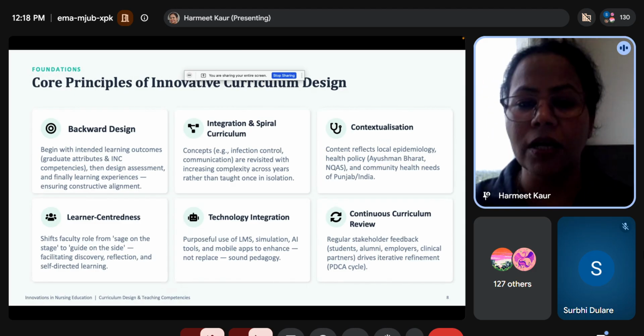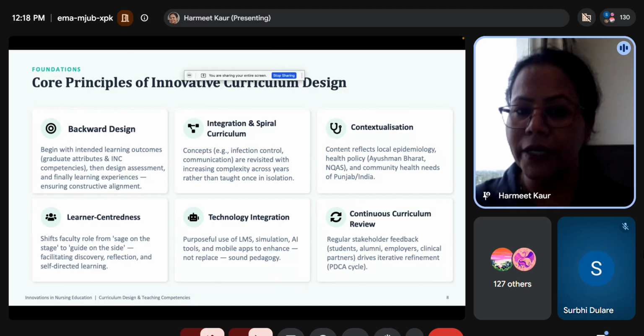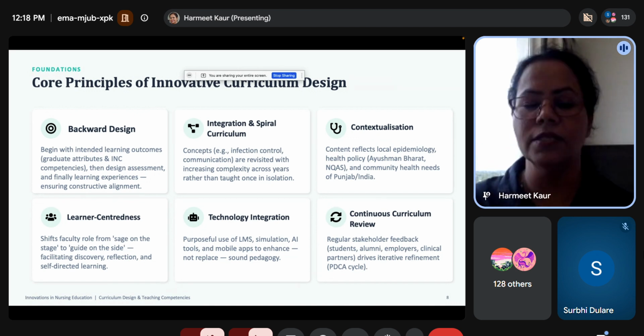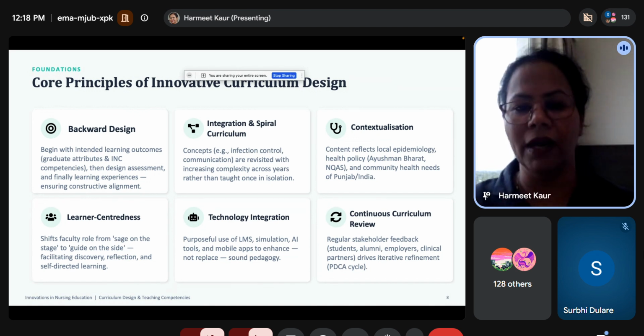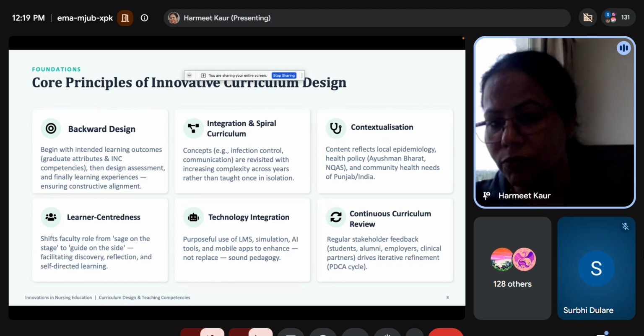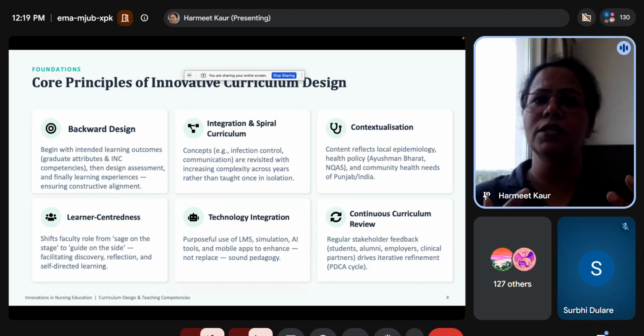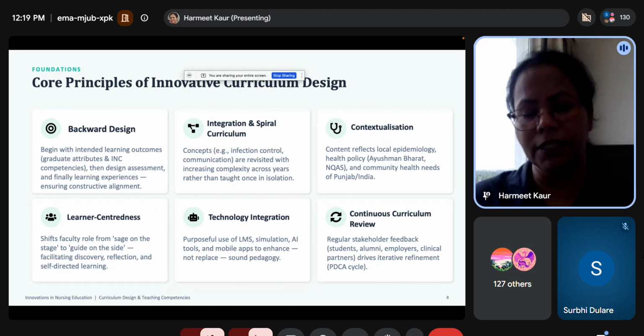Then technology integration, very important. Nowadays, if you do not include technology in your system, then it means you are really going backward. So you should use LMS, you should use simulation and AI tools, and it is not difficult to use. We will be talking about that also. So you use sound pedagogy, where your traditional methods may also be incorporated along with the technology. So you integrate it.